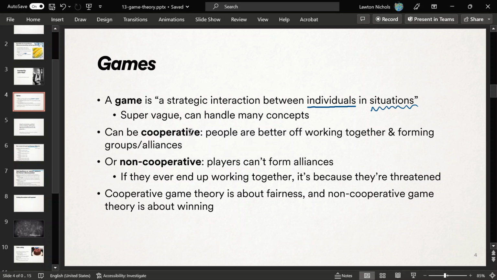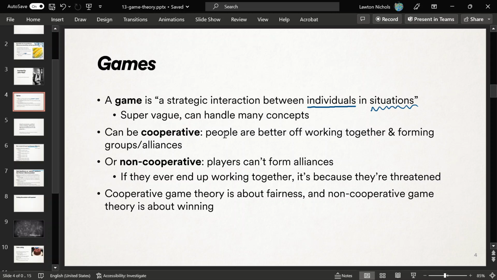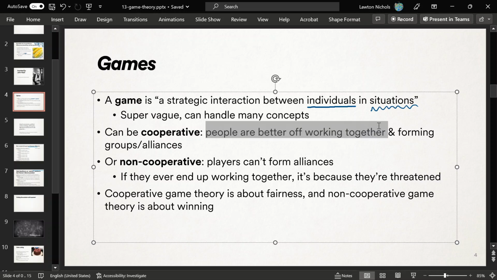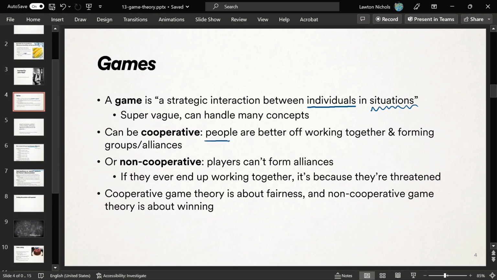So a cooperative game is usually what you think of as like a board game or usually a video game. A cooperative game that you play with people, I guess, is one where people are better off working together. Like you can get a better score if you work together in whatever game you're talking about. So like we're better off not crashing into each other as we're driving to work, right? Or to school. That is a cooperative game, being on the road. Same with like playing a board game with teams. And so forming a group or an alliance, it's a good thing to do in a cooperative game, right? So that's what a cooperative game is.